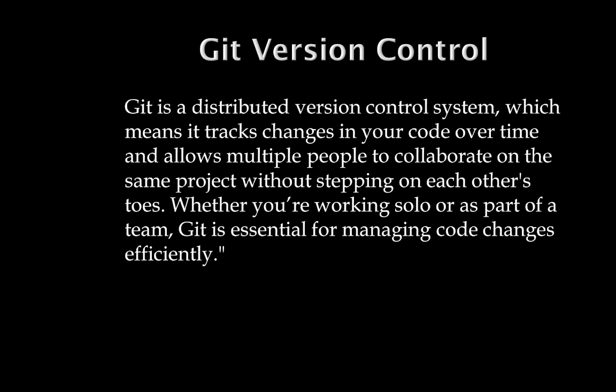So as we know, Git is a distributed version control system, which means it tracks changes in your code over time and allows multiple people to collaborate on the same project without stepping on each other's toes. Whether you are working solo or as part of a team, Git is essential for managing code changes efficiently.